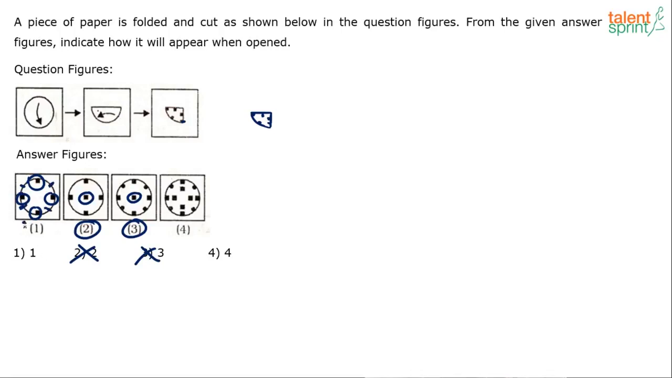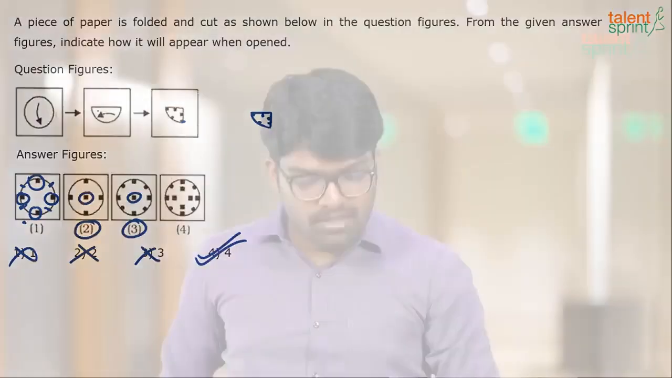So number 1 looks incomplete. So 1 also is wrong. Hence option 4 is the answer. I'm sure explanation is not required for such questions. It's all observation, right? You have to observe the question properly and mark the answer.